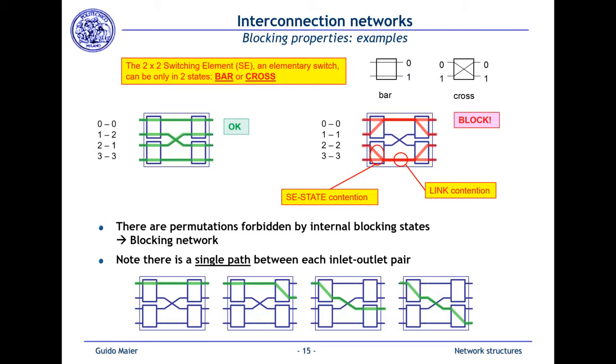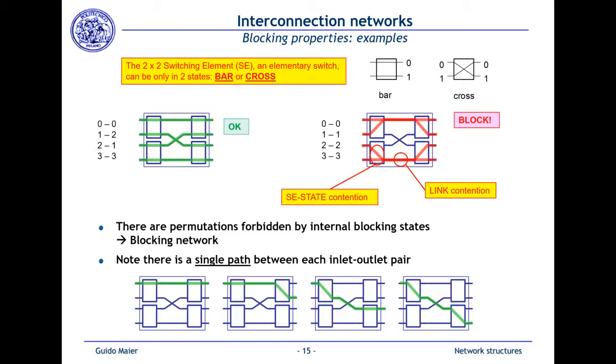So here we have two connections that survive: 0, 0 and 3, 3 are not involved in the permutation. The other two connections instead change. So how can we make the transition from this initial permutation to this new permutation?